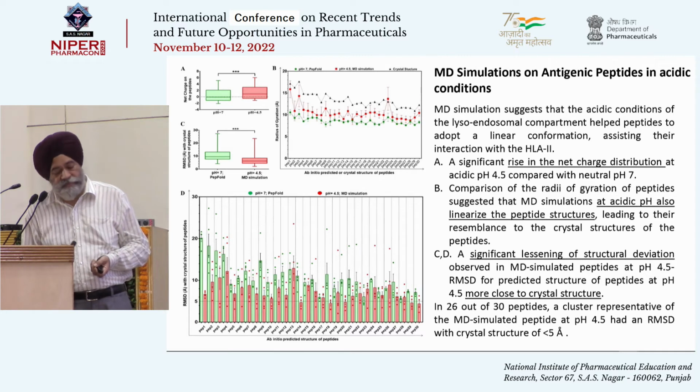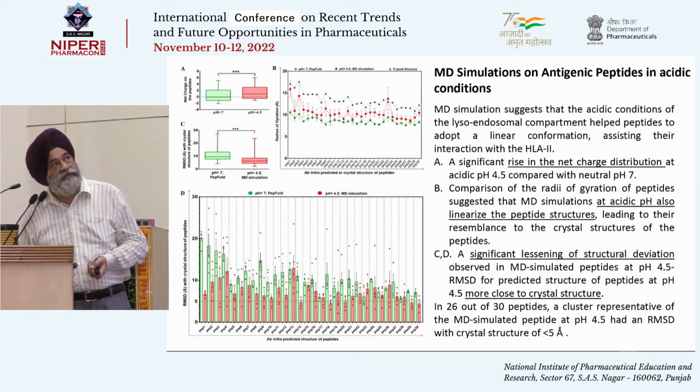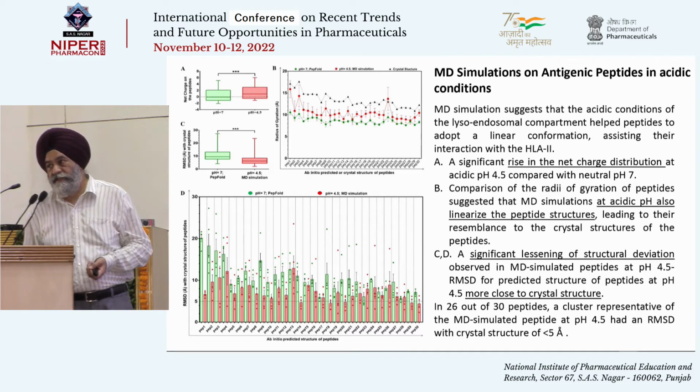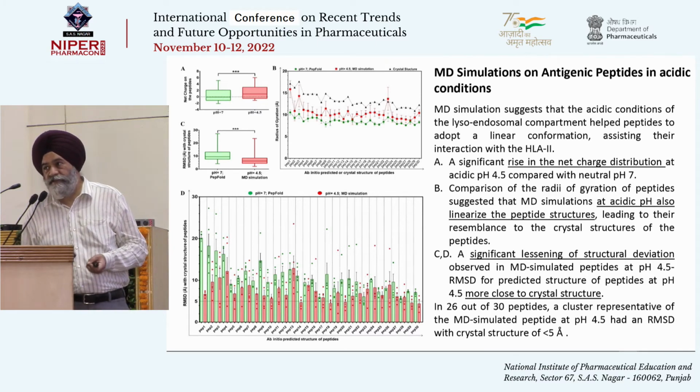Because all this binding to MHC or HLA-DR, HLA class 2, occurs in the lysoendosomal compartment. Their pH is 4.5. Do the ab initio techniques take care of that? Usually the answer to that is, we don't have the answer, or the answer is no, basically. There's no specific pH-based ab initio prediction.